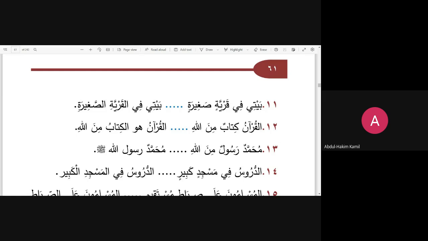Bayti fi qaryatin saghiratin. We mentioned that the shadda over the ya in qarya is a mistake. My house is in a small village. Bayti fil-qaryati as-saghira. بيتي في القرية الصغيرة.